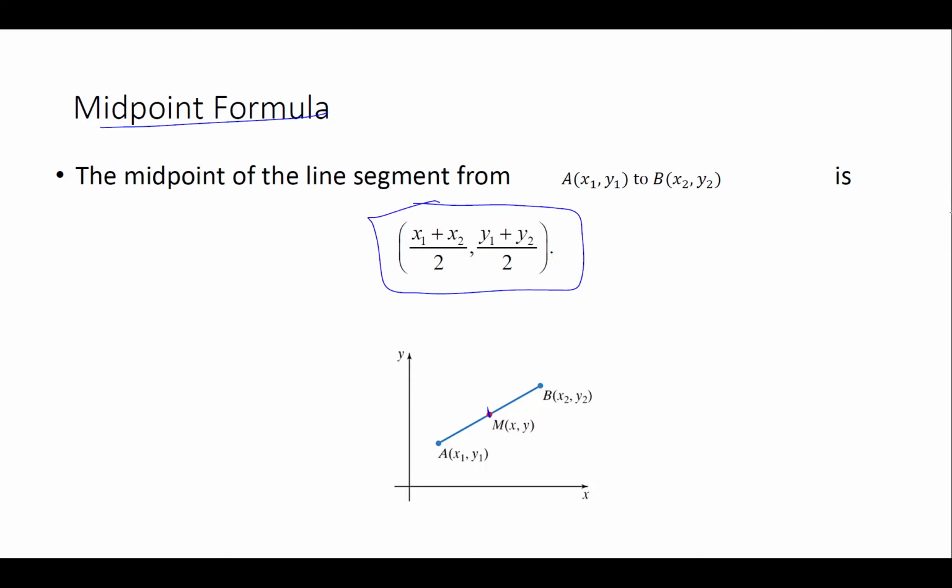Let's say A has the coordinate (x1, y1), that's the location for A, and B has the ordered pair (x2, y2). Then the ordered pair for the middle point, also called the midpoint, can be found by finding the average of the x coordinates and then the average of the y coordinates. You just add x1 plus x2 and divide by 2 for the x coordinate of the midpoint, and you do the same thing for the y coordinate.